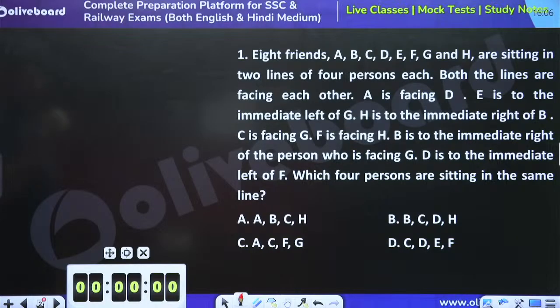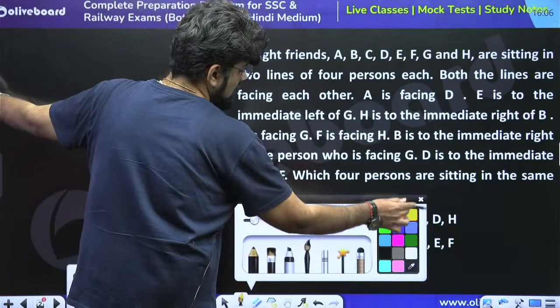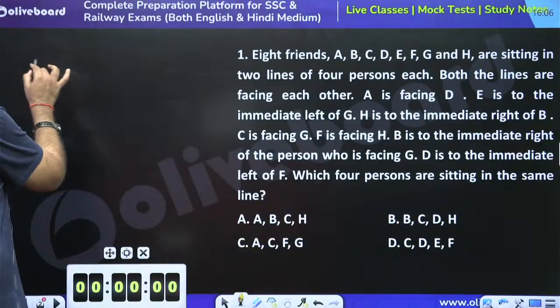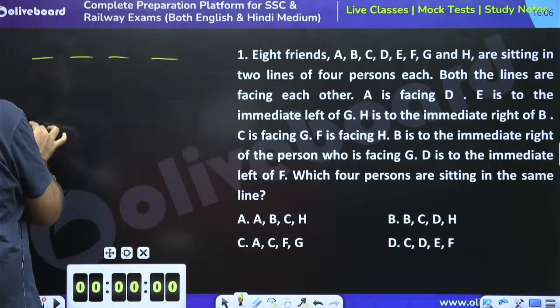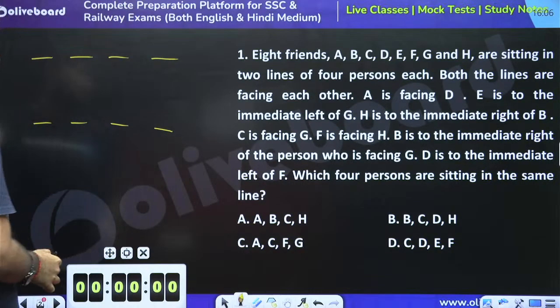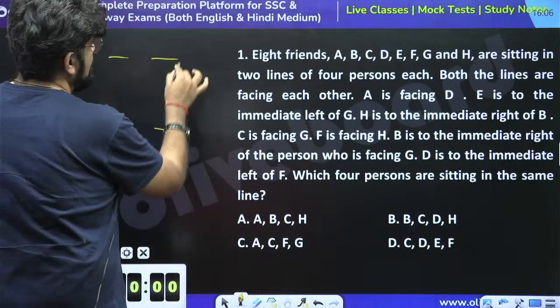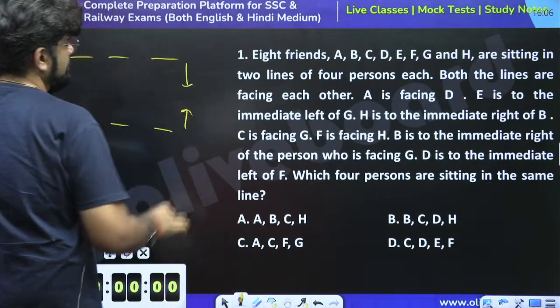Okay, so we have 8 friends. 1, 2, 3, 4. 1, 2, 3, 4. They're sitting in 2 lines of 4 persons each, and both the lines are facing each other. So that's how it's going to be.